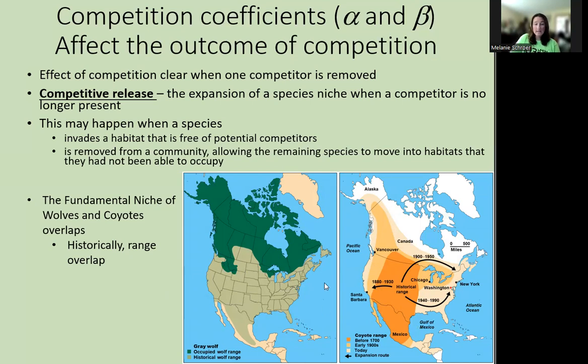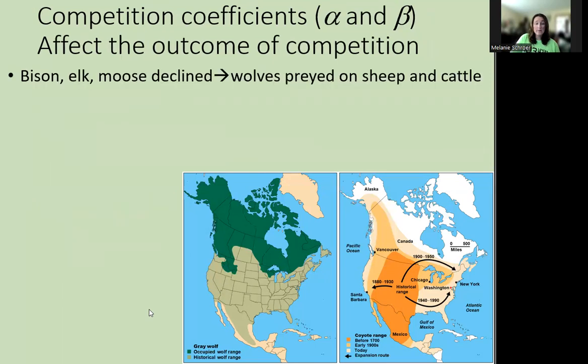overlapped, right? So what we can see here is the gray wolf, this lighter green here and all up here is essentially the range of the gray wolf before European settlers. And so pretty much the entirety of North America. And the darker orange here, this was the range of the coyotes. And so, of course, this area here, the Great Plains, as well as into the Rocky Mountains, contained both of these species.